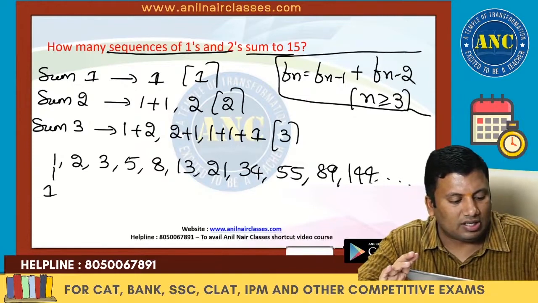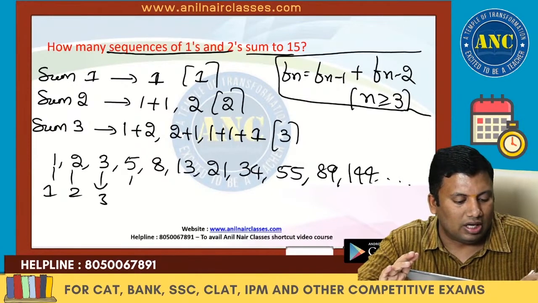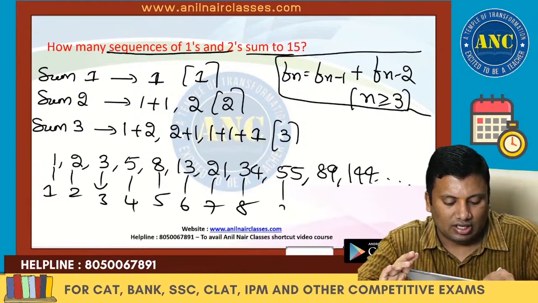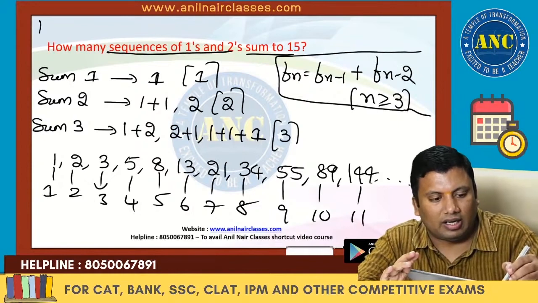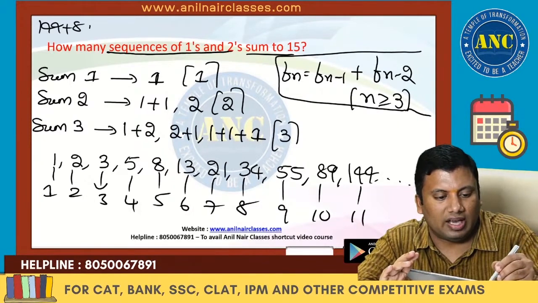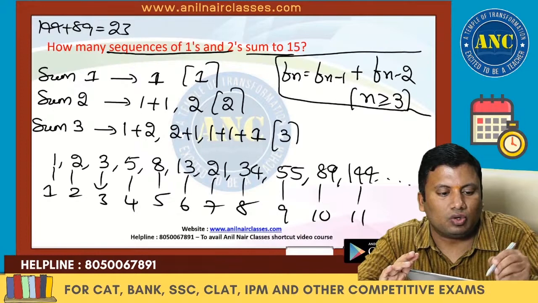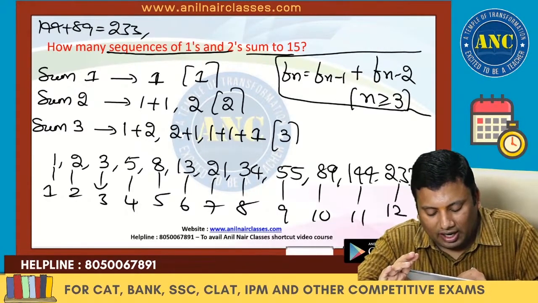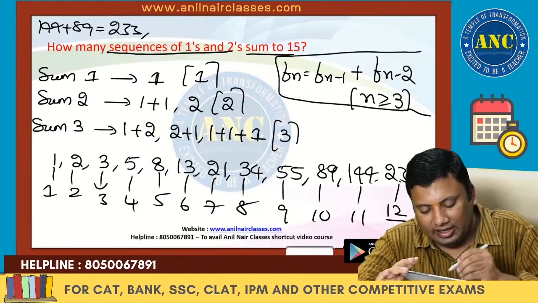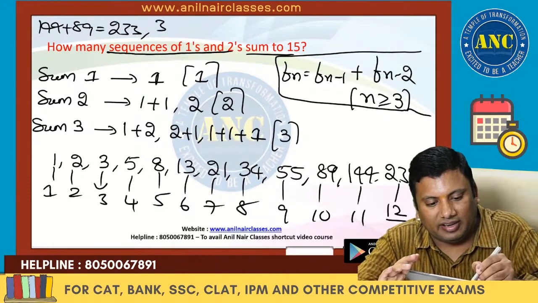These are the sums 1, 2, 3, 4, 5, 6, 7, 8, 9, 10, 11. Next it is 144 plus 89, which is 233. Next it is this, 12. I want the sum 15, right? Next it is 377.